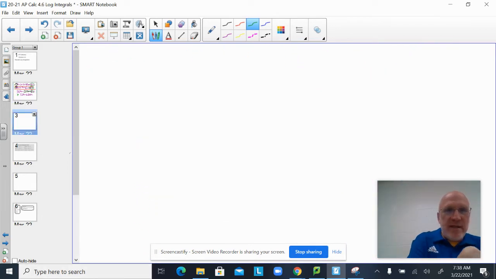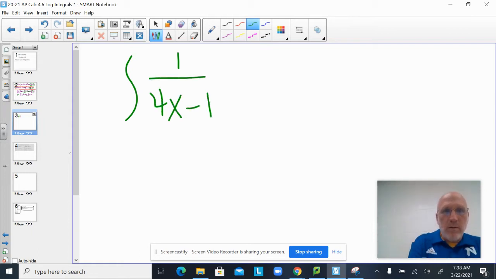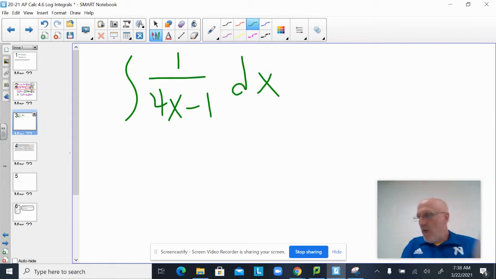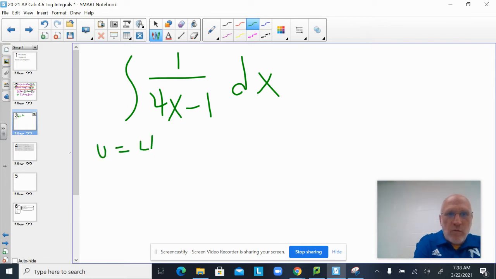So let's do a couple examples. First one is the integral of 1 over 4x minus 1. So I'm hoping you recognize that as a u substitution. Because if I were to call u 4x minus 1, when I rewrote that, it would end up as some sort of 1 over u, which I like. So I will let u equal 4x minus 1, and the derivative of that is just 4.